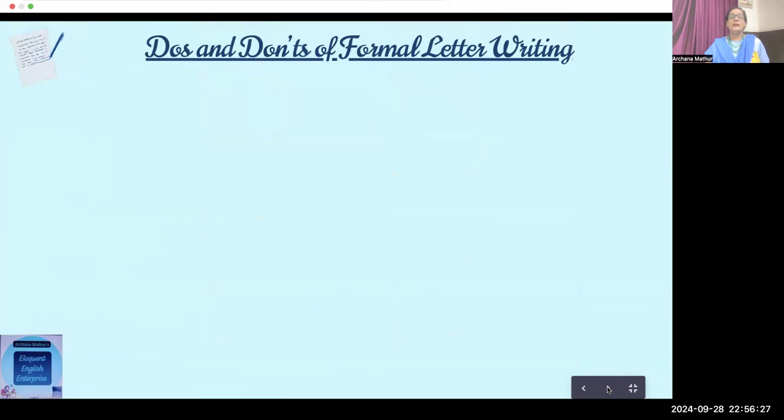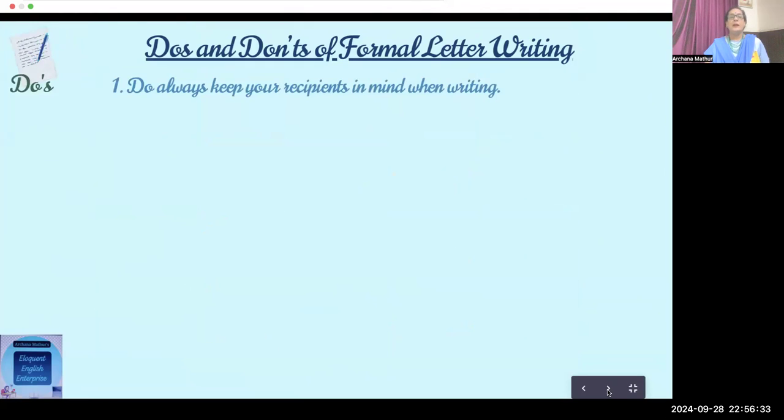Now, we come to the FAQs or the do's and don'ts of formal letter writing. So firstly, let's discuss the do's. Always keep your recipients in mind when writing. This means that when you're writing, you must know for sure who you are addressing. Is it a gentleman or a lady? If you have any confusion, write, dear sir or madam. It shouldn't be that you're writing to a ma'am, but you address her as sir, or vice versa. So you must always know the recipient. Otherwise, use those.